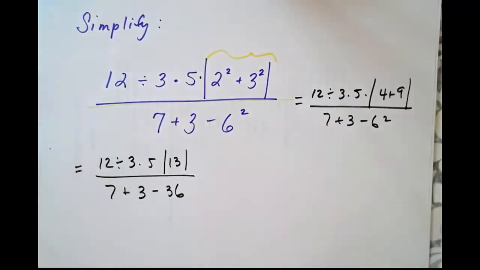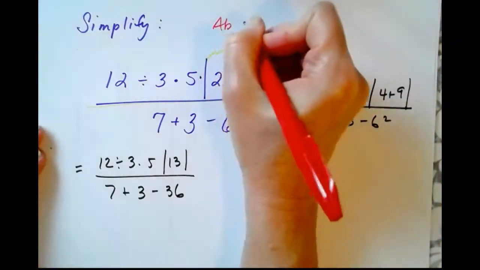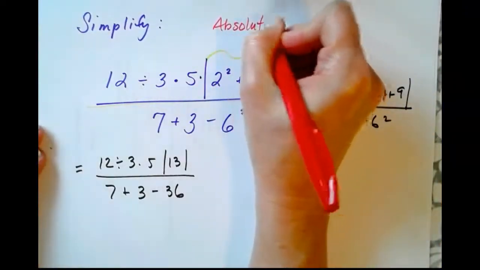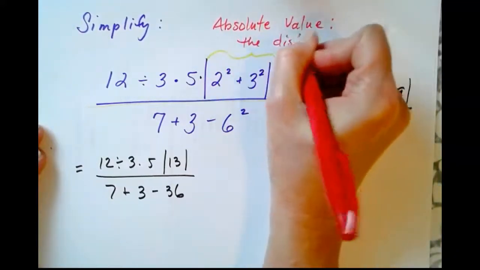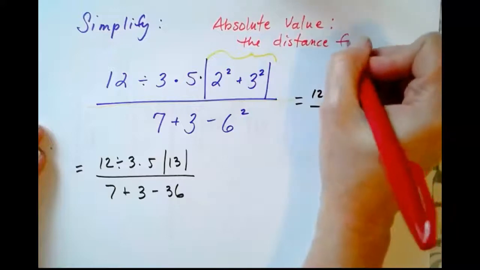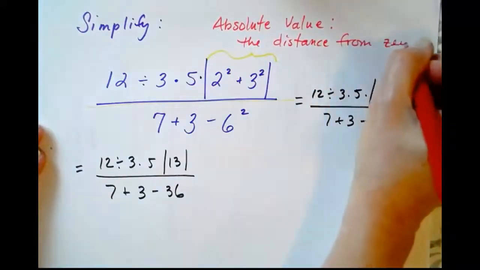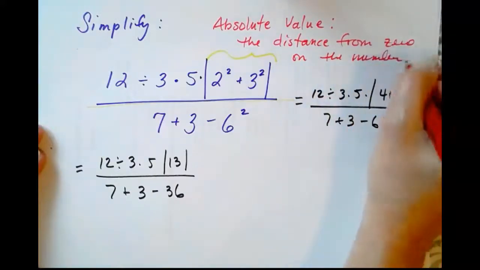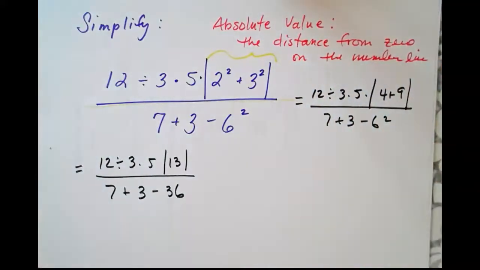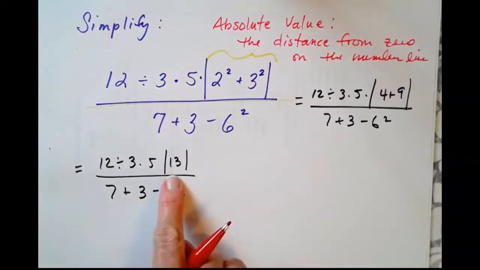Now, while we're here, let's take an opportunity to write the definition of absolute value. Absolute value is the distance from 0 on the number line. So hopefully everybody knows that. Normally, anything that's going to pop out of an absolute value bar, it's going to be positive. And that's what's going to happen here.